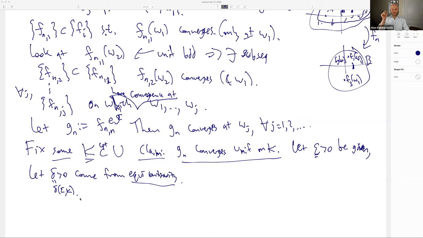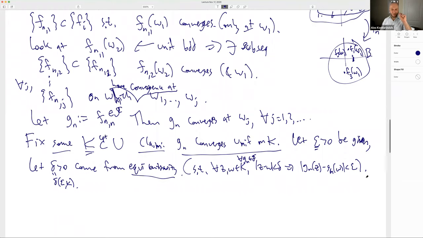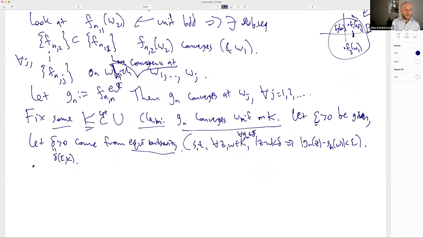With the property that any two points within delta, such that for all z, w in K, |z minus w| less than delta implies, for all functions, including the Gn's, |Gn(z) minus Gn(w)| is less than epsilon, right? So we get this delta from equicontinuity. Then the union of the disks of radius delta about the Wj covers K. The Wj are dense. You take any ball around all the Wj's, you get a cover of K.